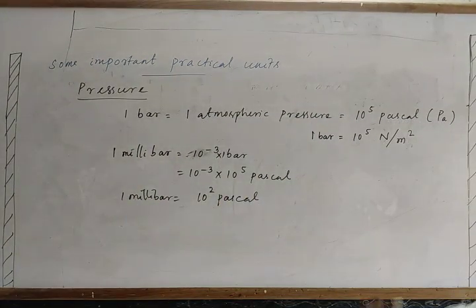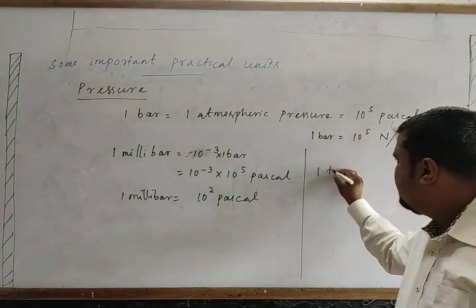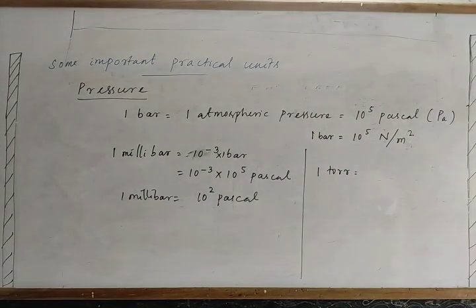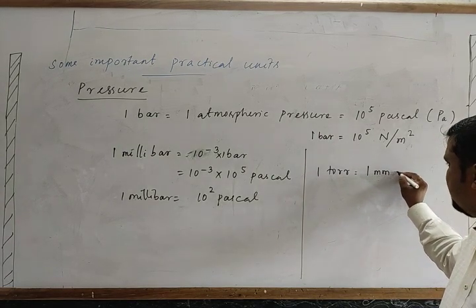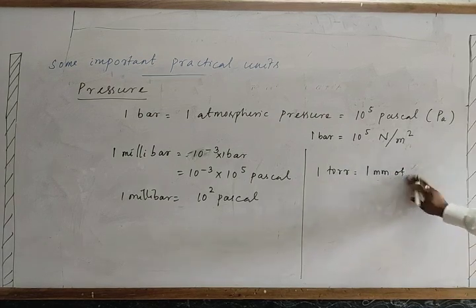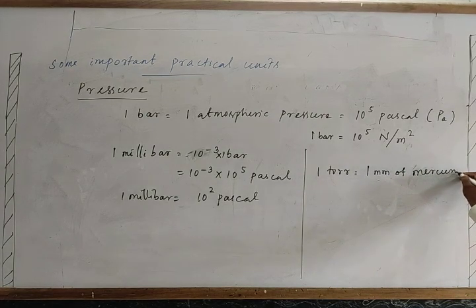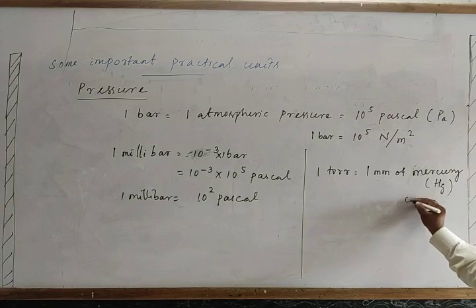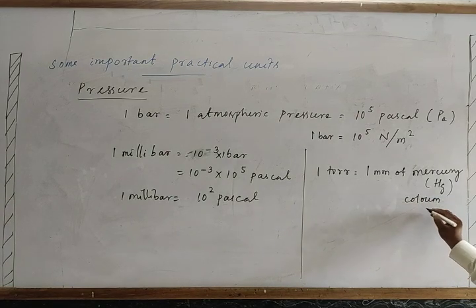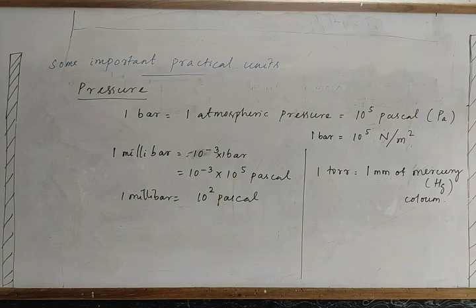Clear? Similarly, 1 torr. The torr is used to measure pressure. 1 torr is equal to 1 millimeter of mercury column. That is the symbol, 1 mm of mercury column. So this is for torr.